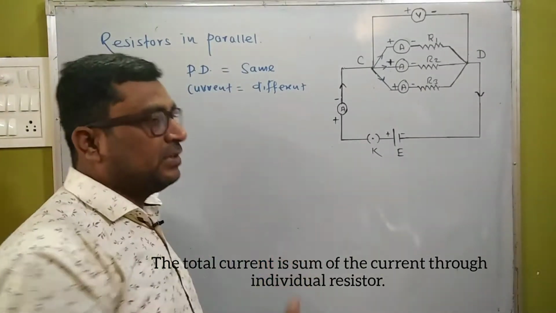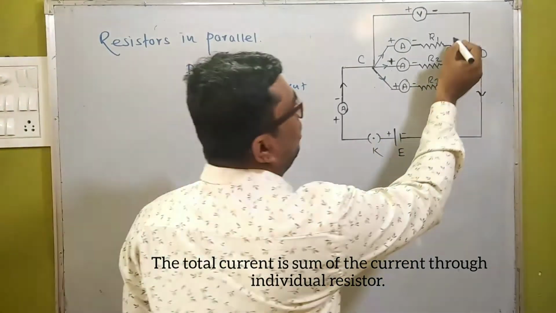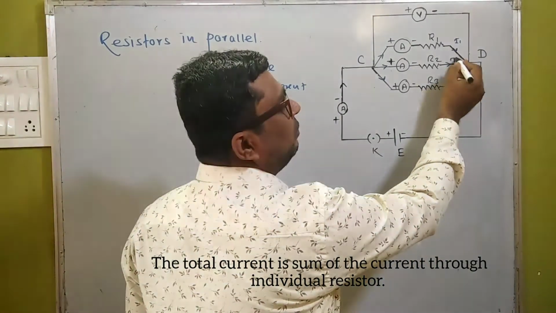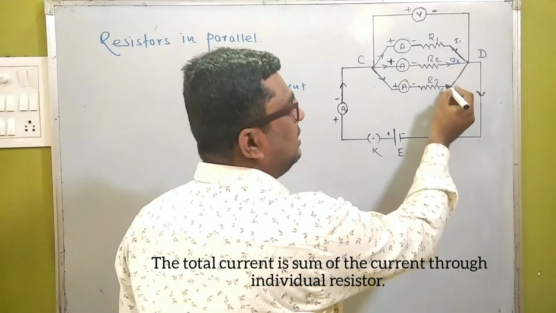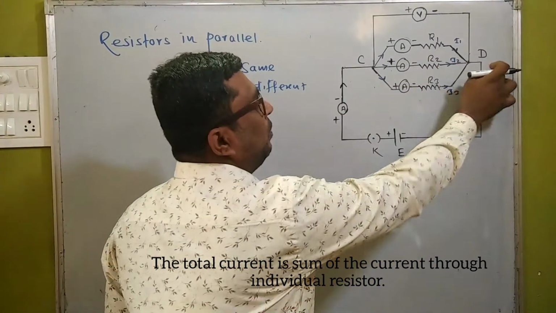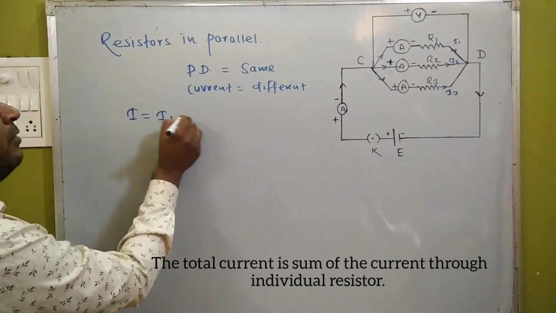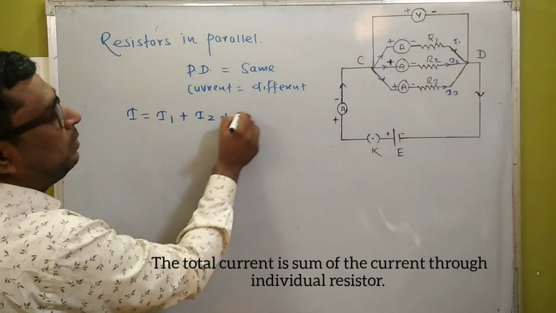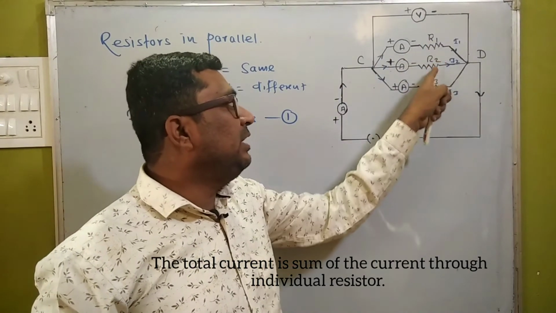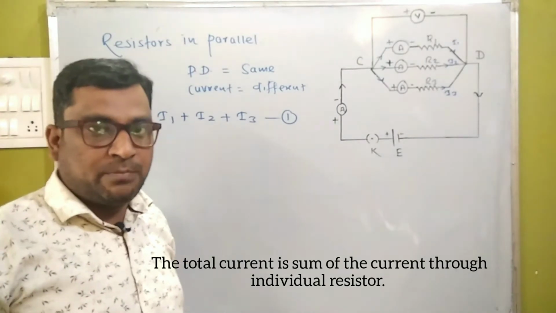As the potential differences are the same, there is no need to calculate them, but you have to calculate the sum of the currents. Let I1 be the current which flows across R1, I2 the current which flows across R2, and I3 the current which flows across R3. Suppose you have to find the sum of the current across points C and D. We have the formula I equal to I1 plus I2 plus I3. This is called equation number 1. The sum of the current across each branch is the total current.